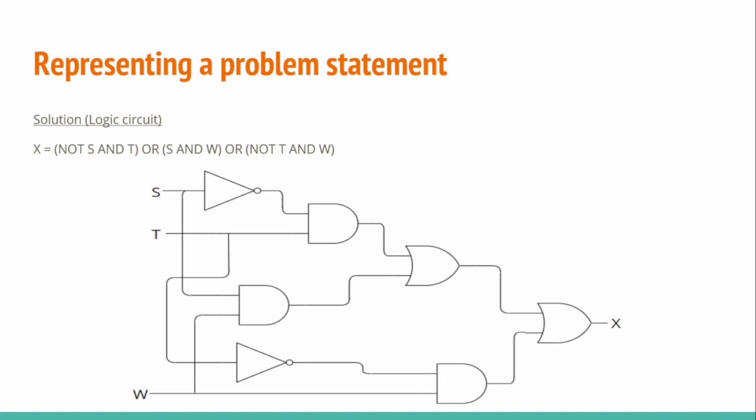Not S and T, which are given first, or S and W. Now you have S over here, and of course W, which is this, or not T. Now you have not T. This is not T and W. And the whole combination gives us the output of X. Don't worry if you don't get it right at first, but just study the pattern.